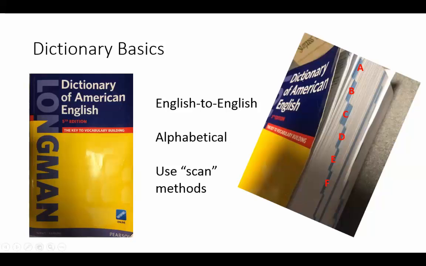All dictionaries are alphabetical, and you'll even see on our Longman dictionary, and many dictionaries are like this, if you look at the side of the page, you'll see these little blue markers, and that way you can quickly go from A, B, C, D, E. You can find the letter that the word starts with.